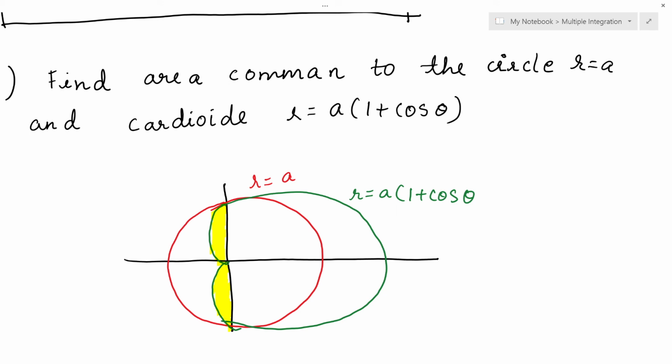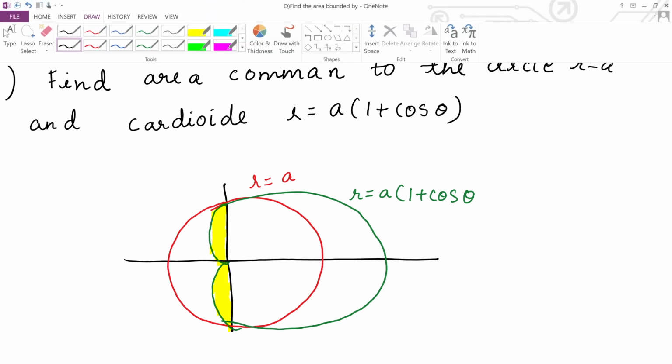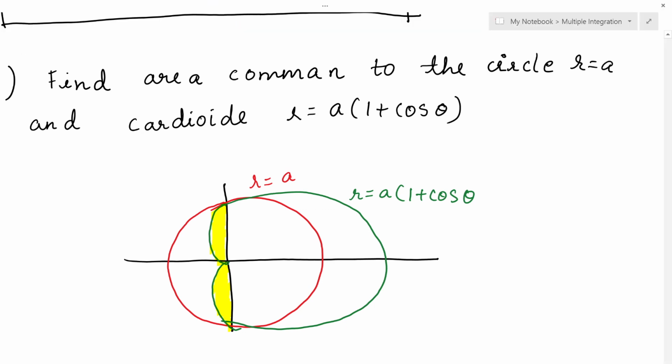Also, one more common region you have. If you look at this, this part is also a common region. I'll shade it in a different color, because you have to take two different strips, as these are two different regions. So this also is a common region between the circle and the cardioid. But why am I shading it into two parts? Because I have to divide it into two regions.